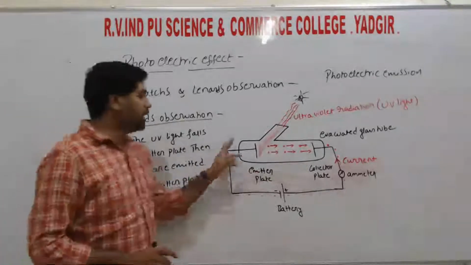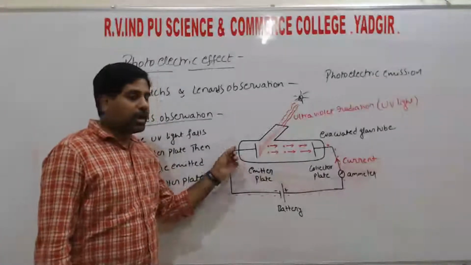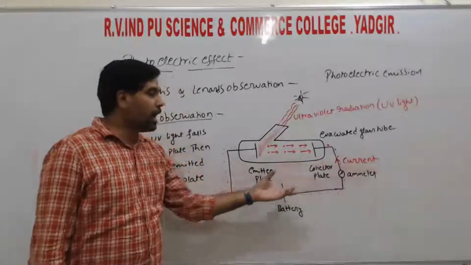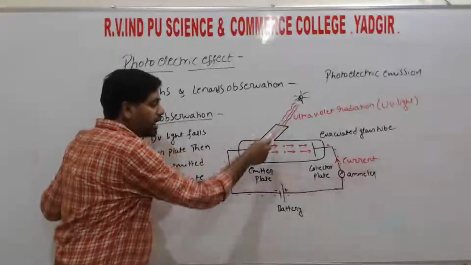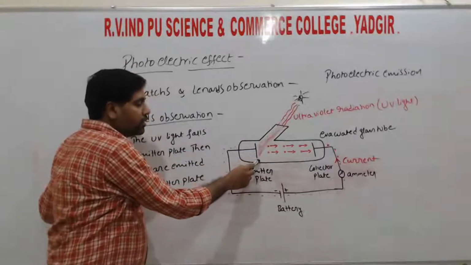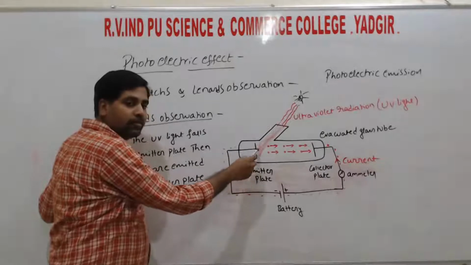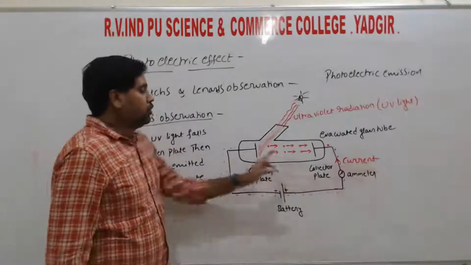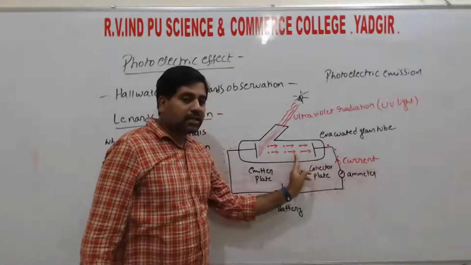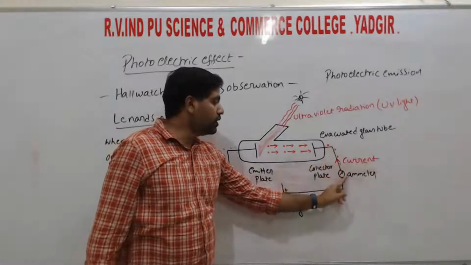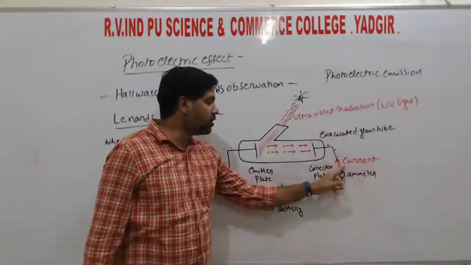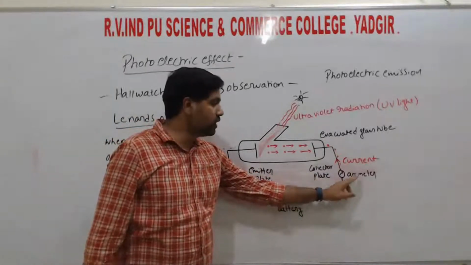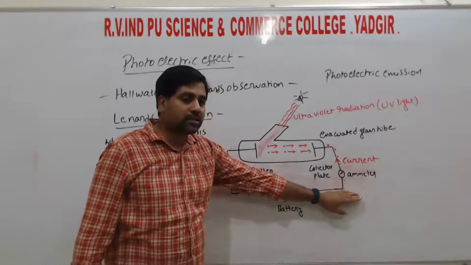For that experiment, he took one evacuated glass tube and placed two metal plates inside it, and he made the ultraviolet light fall on the emitter plate. Then the electrons in this emitter plate gain the energy from the light, and the electrons are emitted. The collector plate collects the electrons and they flow in the external circuit. Hence the ammeter shows the deflection, which tells that the current is flowing in the external circuit.